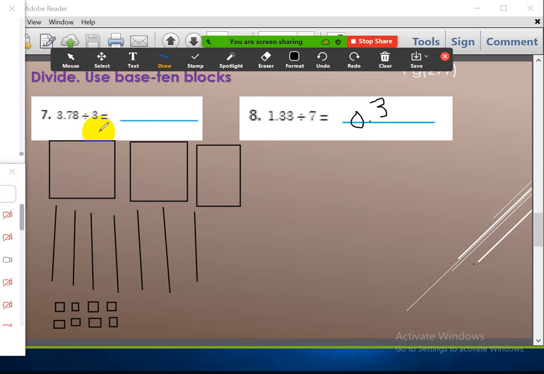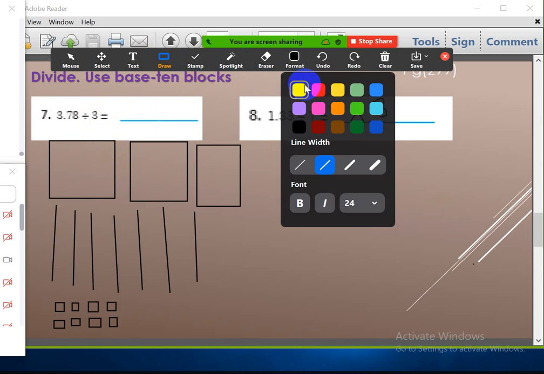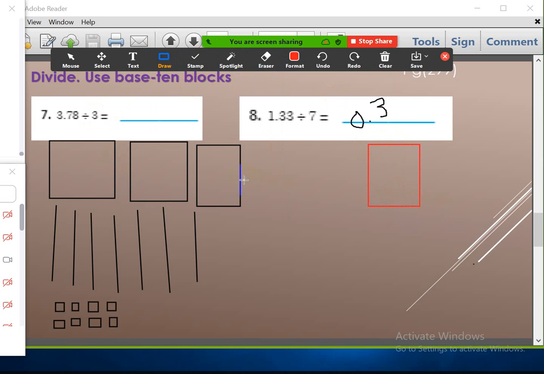So look, how many flats do I have? I have 3, divided on 3. That means each one will take what? Each one will take 1 flat. Now, what about the longs? You have 7 longs. You can divide the whole 7 on 3. Everyone will take 2 longs.